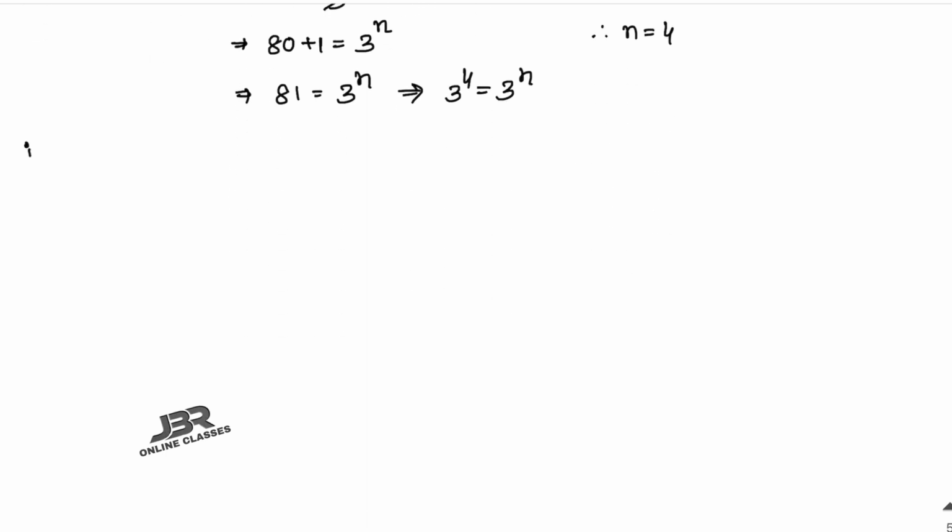Next one, number 2. In number 2, how many terms of the sequence 1, 4, 16 must be taken to have their sum equal to 341? As same as the previous one, I hope you can solve it, and here your answer will be n equal to 5.